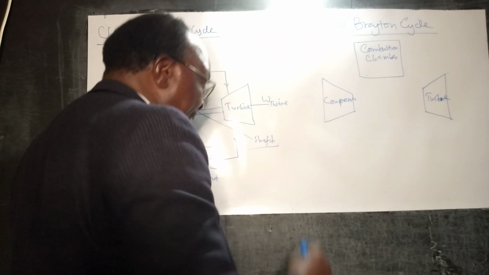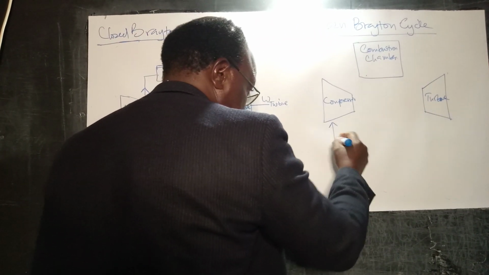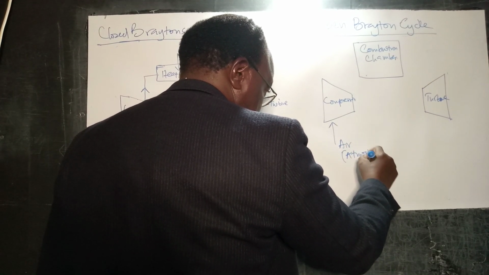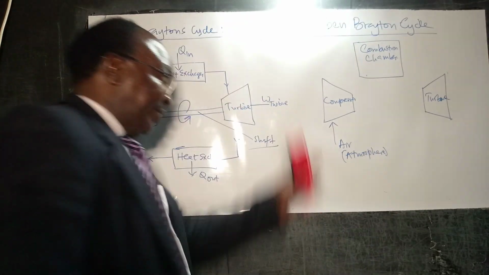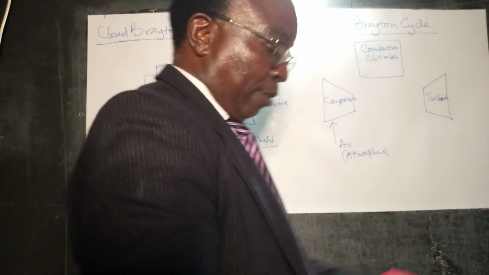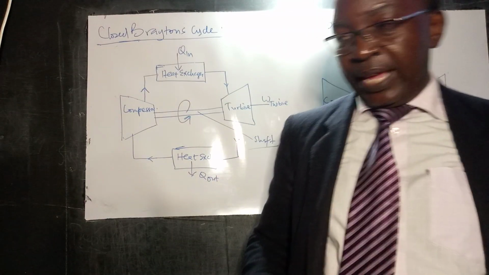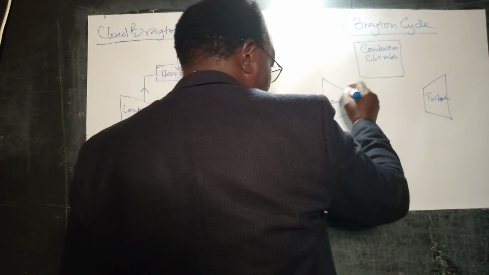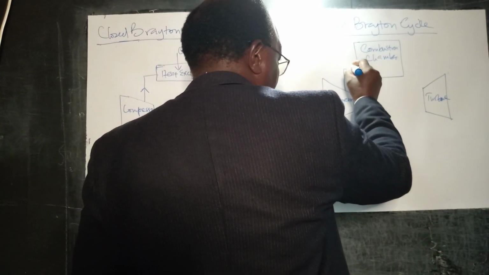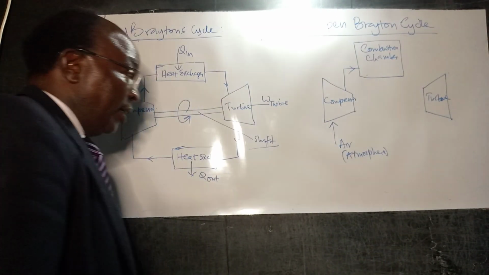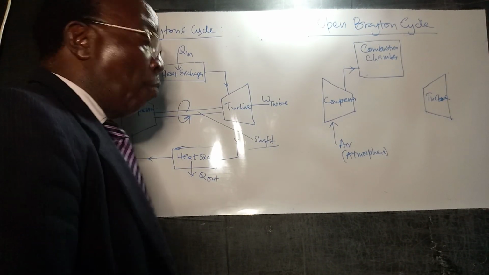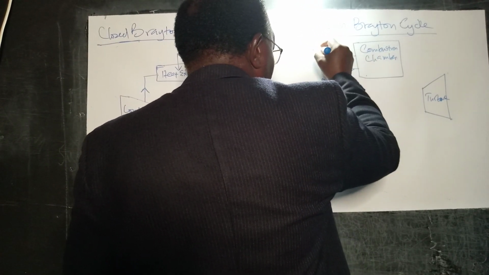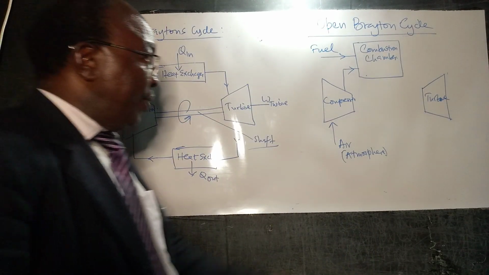Now, we have air from the atmosphere getting into the compressor. It is compressed. I also encourage you once again to look at our discussions on air compressors. It is compressed by the compressor, and then of course the fluid is delivered to the combustion chamber. But in this combustion chamber, there's also fuel delivered. So there's a mixture here.